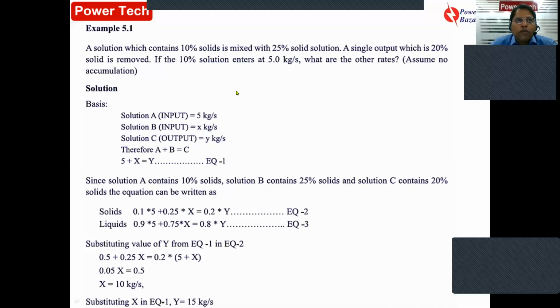What exactly have we done here? Though the problem is very complex, we have streamlined it by doing two mass balances. For solid, we did a mass balance. For liquid, we did a mass balance. We also considered that the total product entering is equal to the total product coming out of the system.